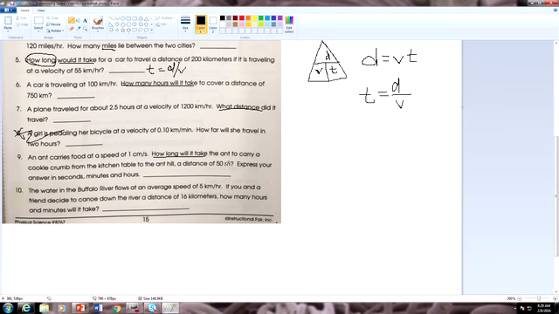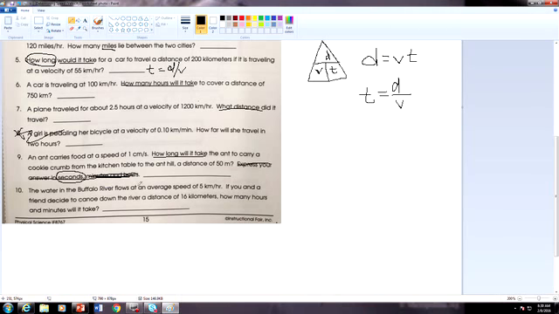Now they're asking you to go ahead and express your answer in seconds, minutes, and hours. We're just going to do the regular answer. Okay, so since they started it in centimeters per second, your answer will be in seconds. Okay, so you want your answer in seconds. Don't worry about the minutes and hours part. Get rid of that. Okay, go ahead and hit pause and move on to number 10.